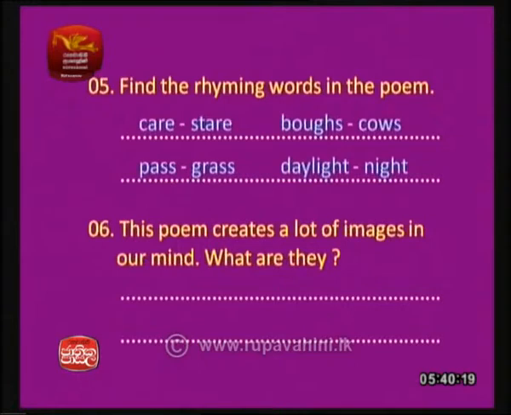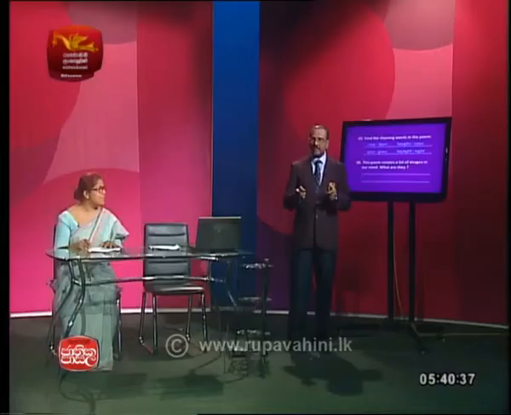So you will have to write at least two pairs for you to get marks. We have written four. Find the rhyming words in the poem. If you like, you can write them all: care, stare, bows, cows, pass, grass, daylight, night.